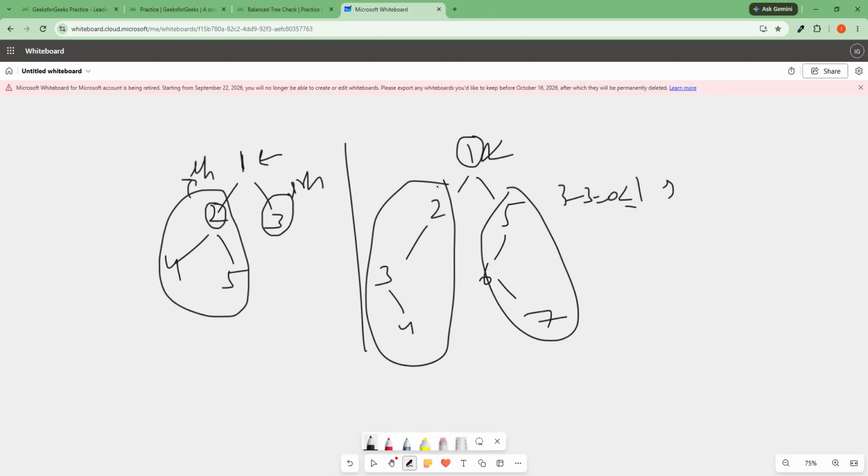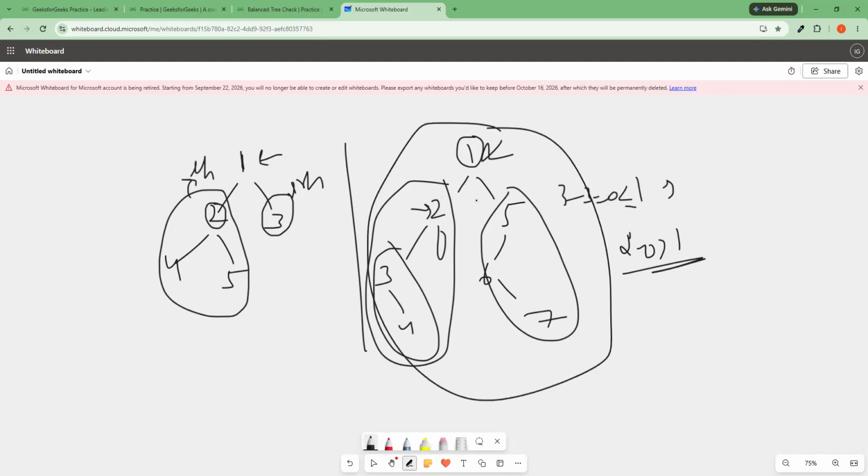But what about this node? We don't only need to check for the root, we also need to check the internal nodes. For 2, what is the left height? Left height is 2, but the right height is 0 because there is no node. So for this one, 2 minus 0 is greater than 1. This violates the condition, and we will say this complete tree is not height balanced. Even though the root node is balanced, if one of the internal nodes is not balanced, we say the complete tree is not height balanced.